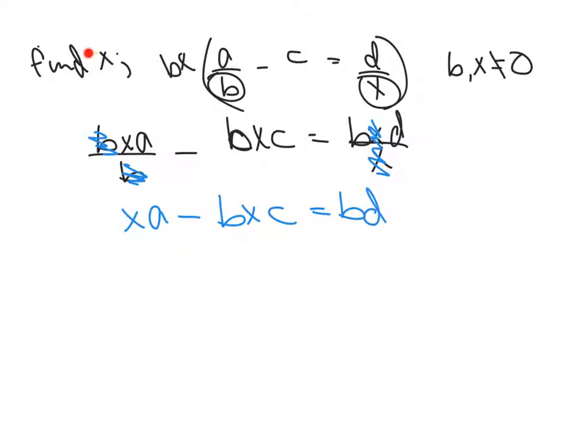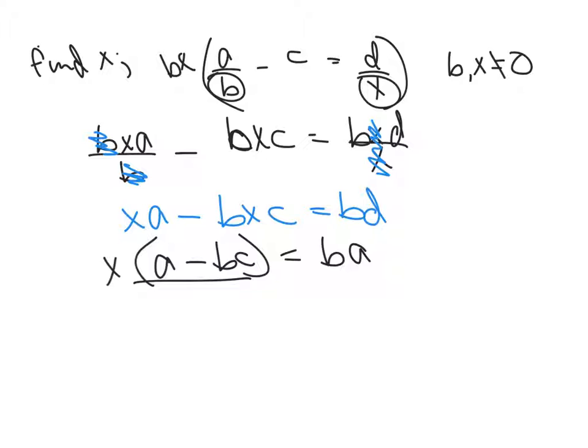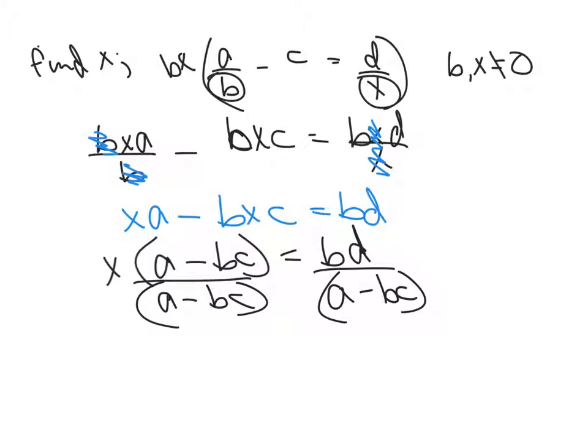Alright, so what am I looking for? I'm looking for the x here. Nice, my x's are already on that side, and they're in each one, so I'm going to pull the x out, left with x times a minus bc equals bd. Now I'm going to divide by the a minus bc because they're in parentheses. They just all get dragged along together. Okay, cancel. If they weren't in parentheses, that wouldn't be able to be the case. So there's my answer, x equals bd over a minus bc.